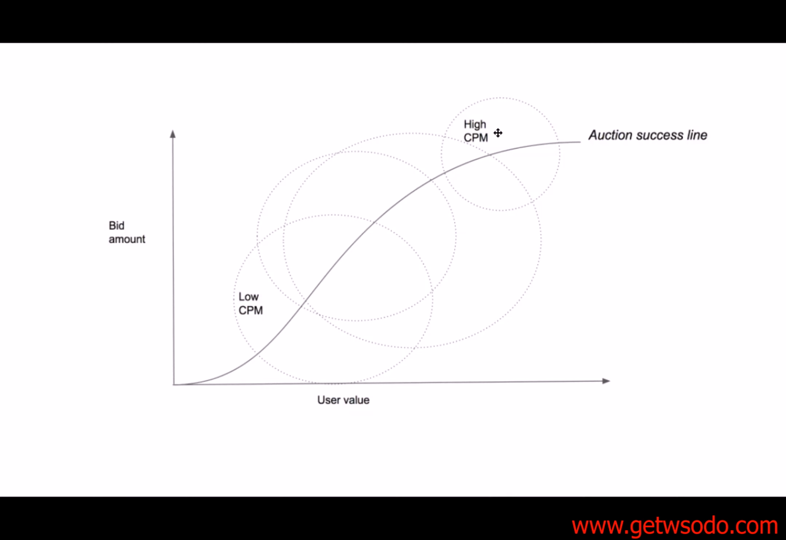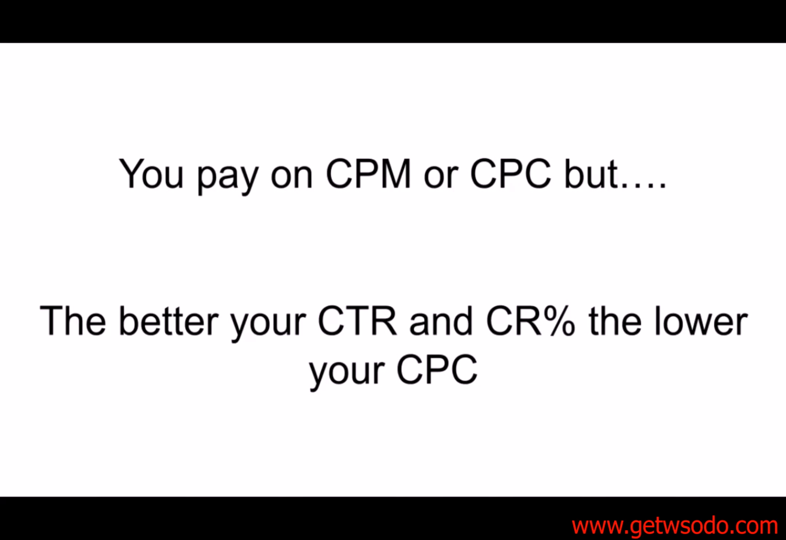It just means that the audiences are a bit more expensive, and if your creative is on point and you can get a high click-through rate and you can convert, then you'll end up with a far better result as well. So you pay on CPM or CPC, but the better your CTR, your click-through rate, and your conversion rate, the lower your cost per click.